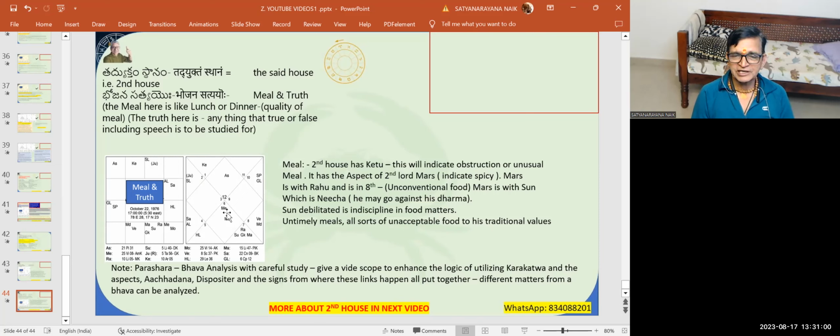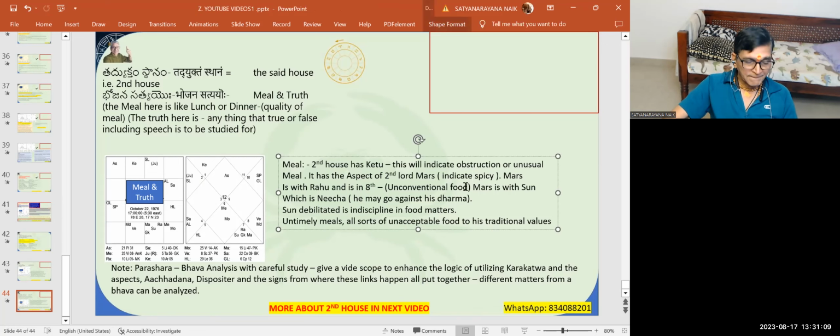dead meal. It has aspect of second lord Mars, which indicates spicy. Mars is with Rahu, with unconventional food, indisciplined, unconventional, not traditionally acceptable. So his orientation is that also. Mars is with Sun. Sun is debilitated, and there is indiscipline in food matters.